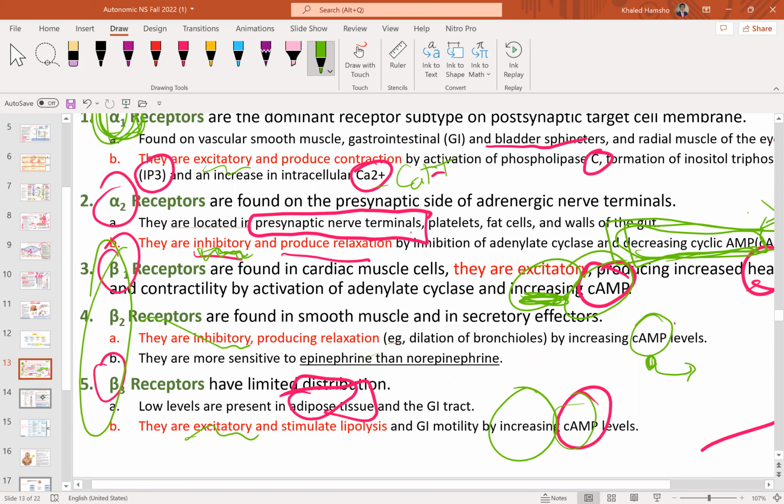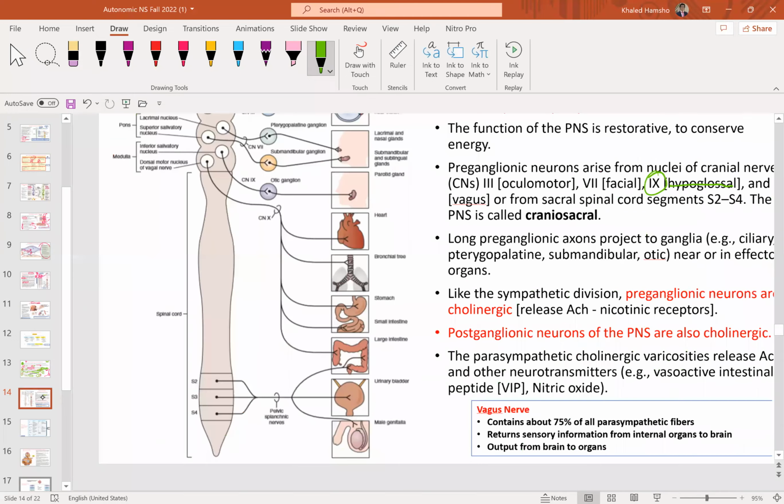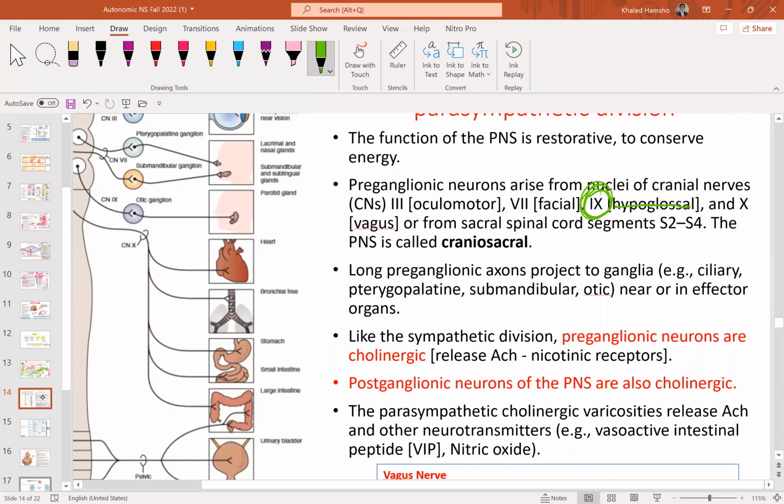And as we said, beta 3 is for fat to release energy. I just want to quickly point out the mistake over here. This is cranial nerve number 9. It's not very significant. This is not the hypoglossal nerve. It is the glossopharyngeal nerve. Just a small mistake. You can maybe tell Dr. Abdul Jabbar about it. You don't need to know this stuff, but it's just a small little mistake.